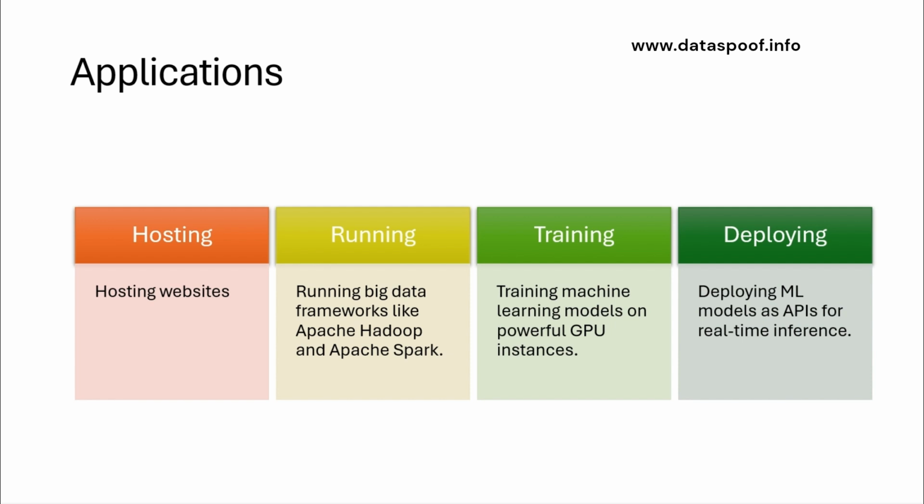First of all, you can host your website in an EC2 instance. Next, you can run your big data frameworks such as Hadoop and Apache Spark on an EC2 instance. Third, you can train your machine learning or deep learning models on powerful GPU instances. Last, deploying: you can deploy your machine learning application or your deep learning application in API form for real-time inferences. So these are some applications of EC2 instance.